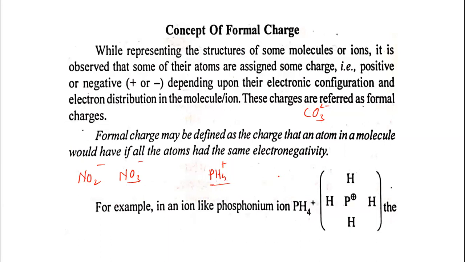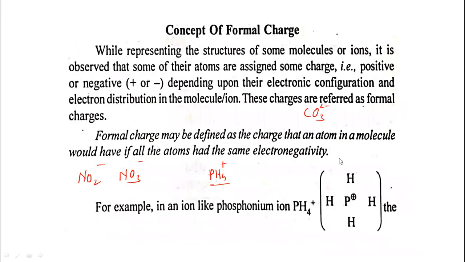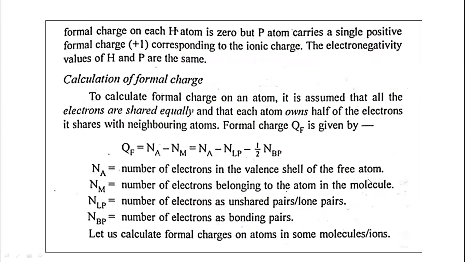So let us see now how to calculate the formal charge. In the phosphonium ion, we know that the phosphorus atom carries one positive charge, and the 4 hydrogen atoms are neutral. The 4 hydrogen atoms do not have any charge, and phosphorus should carry the +1 charge, and the electronegativity of the hydrogen atoms will be the same. So let us see now the calculation of the formal charge.